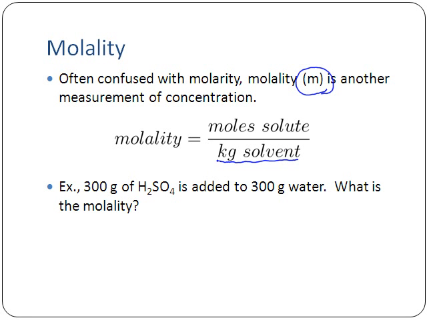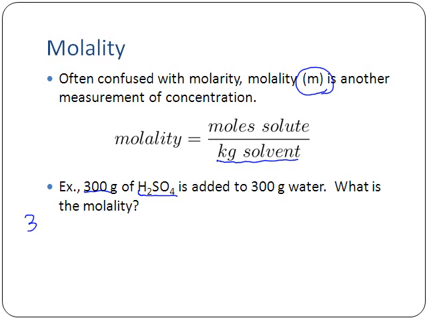So we'll work out an example here. 300 grams of sulfuric acid, H2SO4, is added to 300 grams of water. What is the molality? In this case, we know molality is equal to moles of solute. Our solute here is the sulfuric acid, H2SO4. We need moles of that though. We're given grams, 300 grams. We're going to have to convert that.